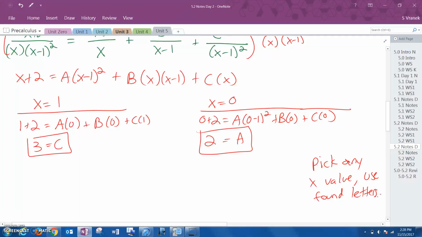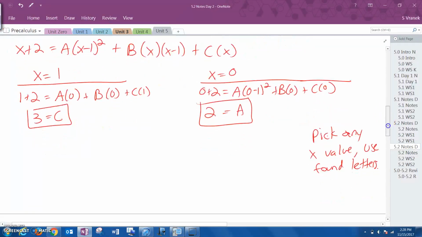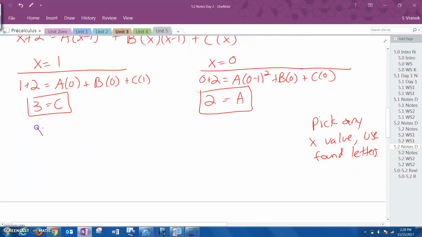So we've used x equals 0 and 1 to help us get those letters. Now I'm just going to say x equals 2. I'm also going to say that a equals 2 and that c equals 3.